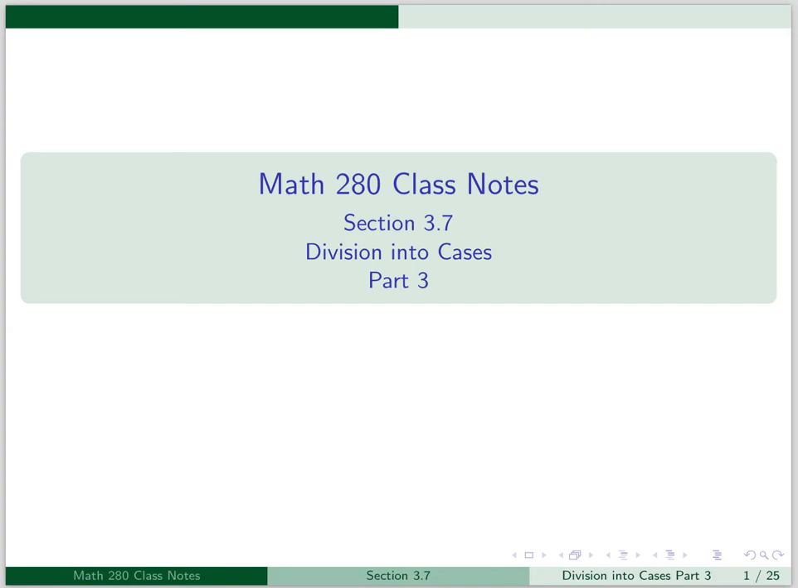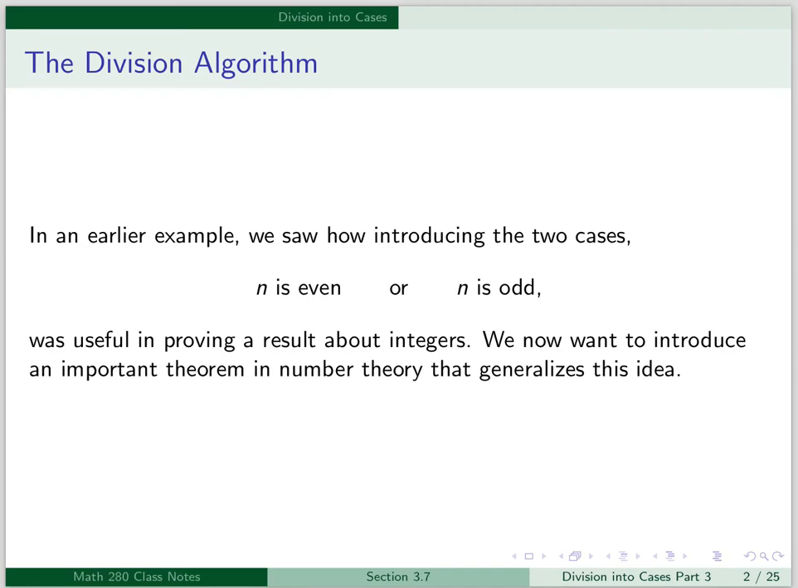This video covers Part 3 of Section 3.7, Division into Cases. In an earlier example, we saw how introducing the two cases, n is even or n is odd, was useful in proving a result about integers. We now want to introduce an important theorem in number theory that generalizes this idea.